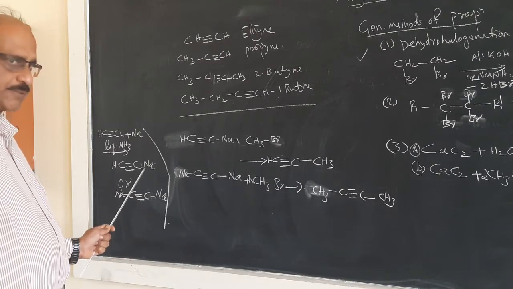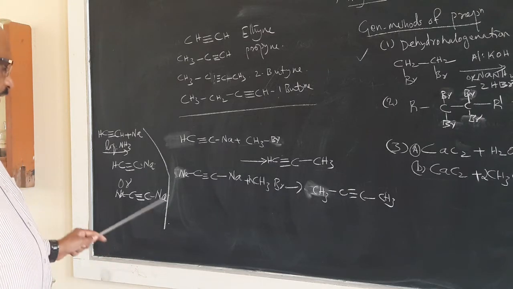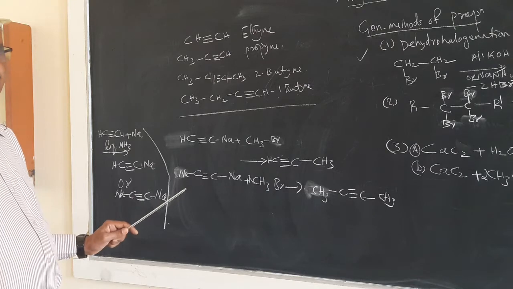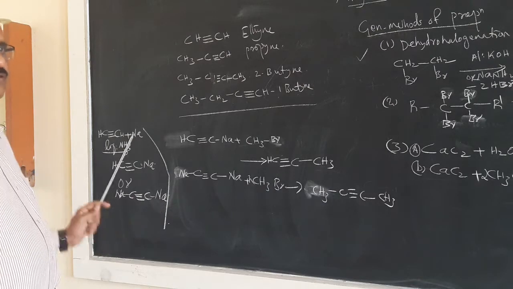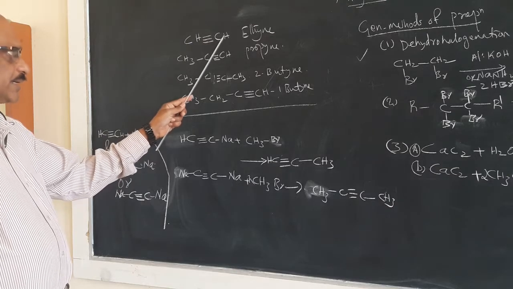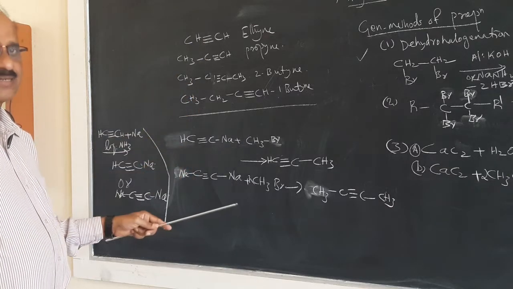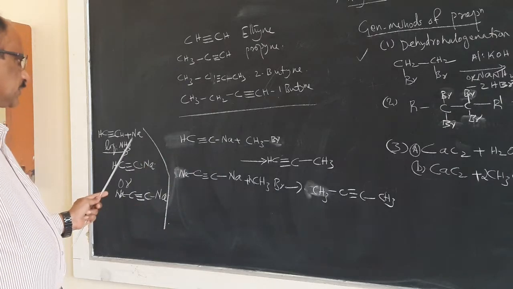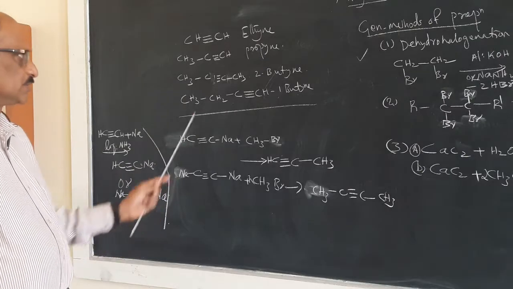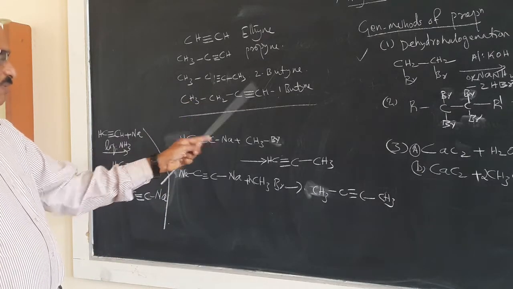One of the hydrogen atoms can be removed, and in some cases both hydrogen atoms can be removed, and you get the sodium salt of this compound, because the hydrogen atom is acidic. These compounds are acidic in nature. They will react with sodium metal, and the hydrogen atom can be easily removed. This hydrogen can be removed, here also, here also.